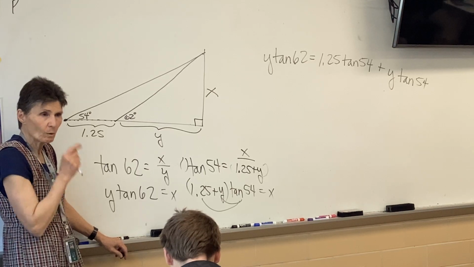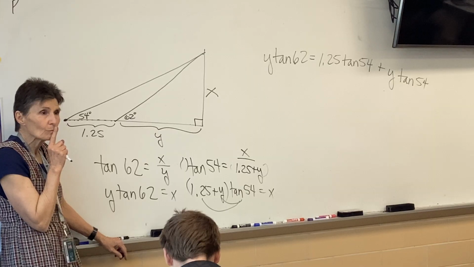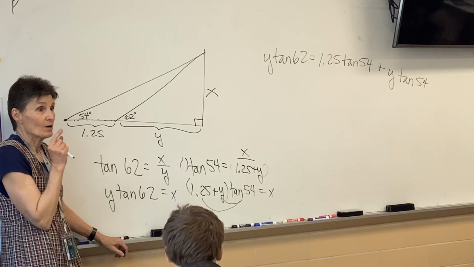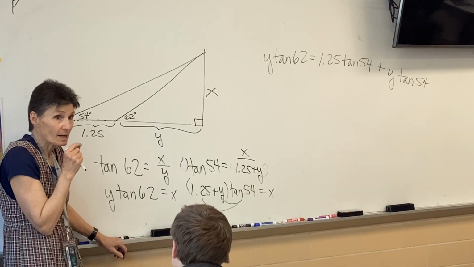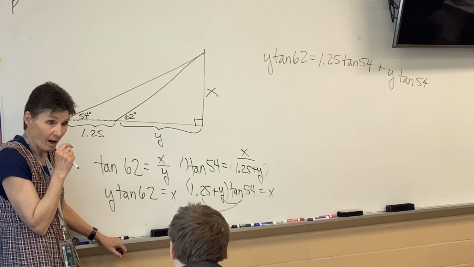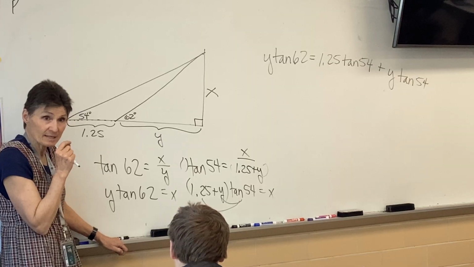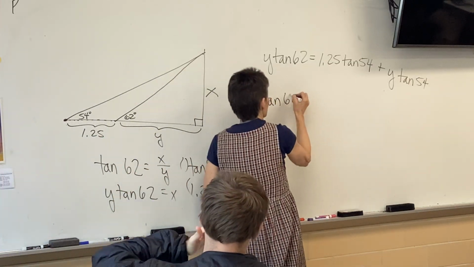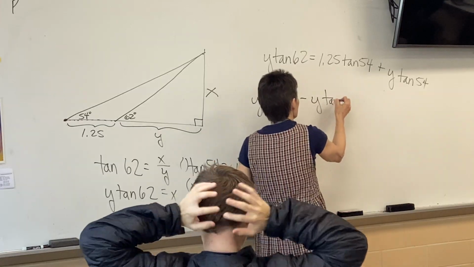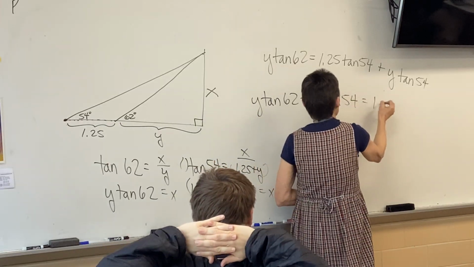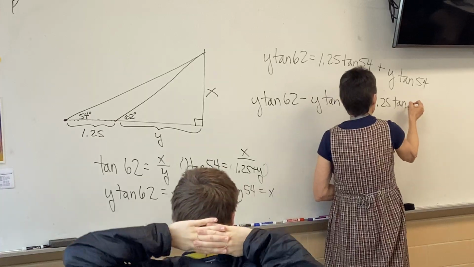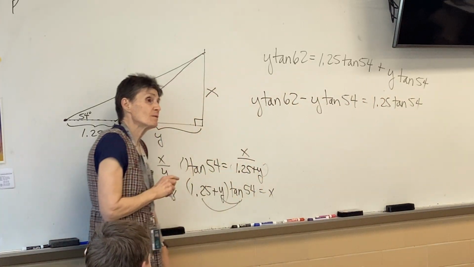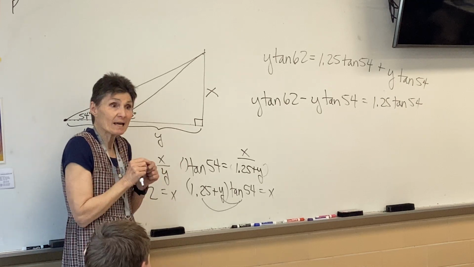Now, anybody remember what we do now? I can't factor because why? They're not on the same side. So I gotta get my y's onto the same side. So y tan 62 minus y tan 54 equals 1.25 tan 54. As soon as I get them on the same side, now I can factor them out.